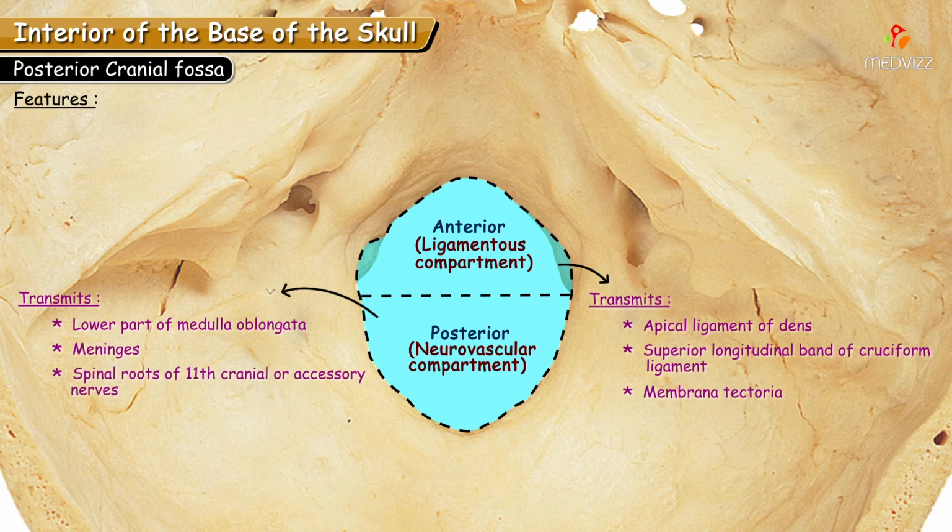And the spinal roots of the 11th cranial nerve, that is the spinal part of the 11th accessory nerve, run upwards into the foramen magnum to join with the cranial part and come out through the jugular foramen as the 11th cranial nerve or accessory nerve. So this is also an important structure. And next is the meningeal branch of the upper cervical nerve. The upper cervical nerve gives meningeal branches, sensory nerves to supply the meninges in the posterior cranial fossa.